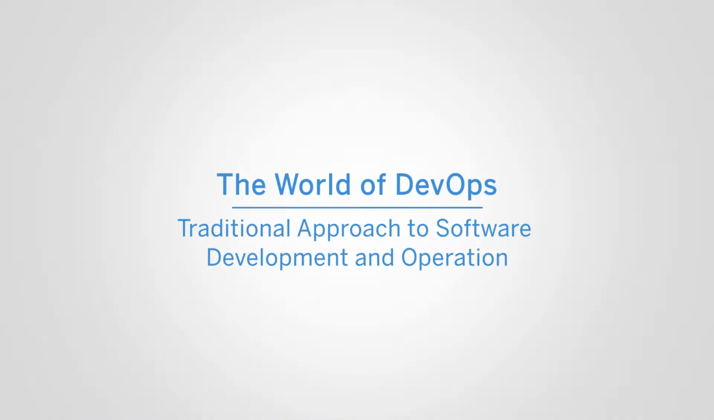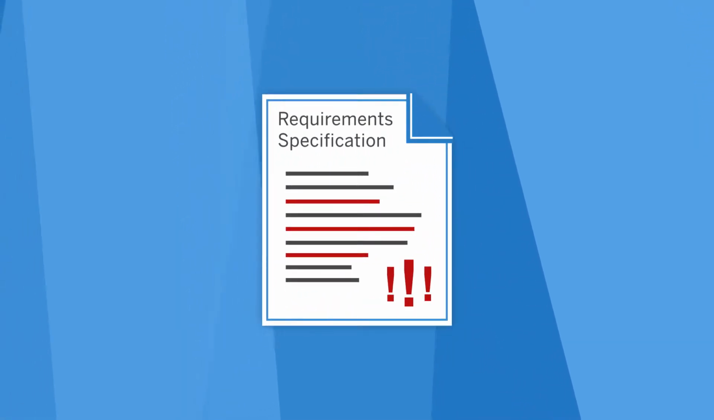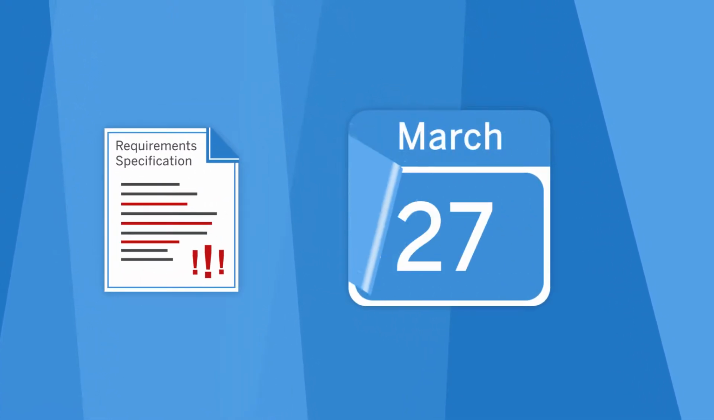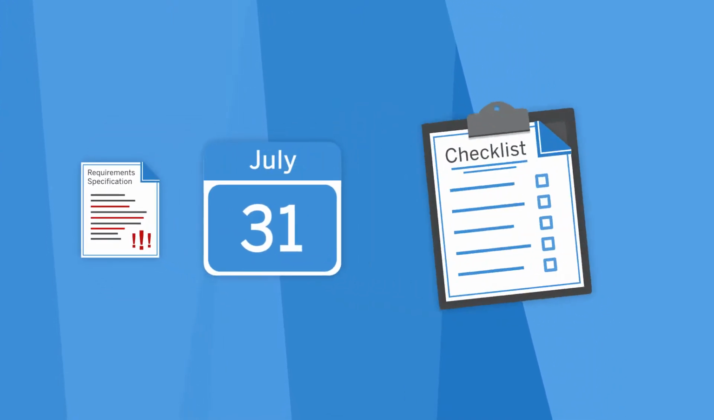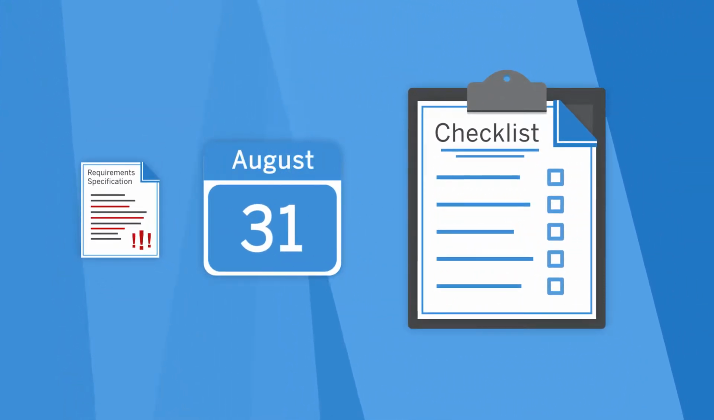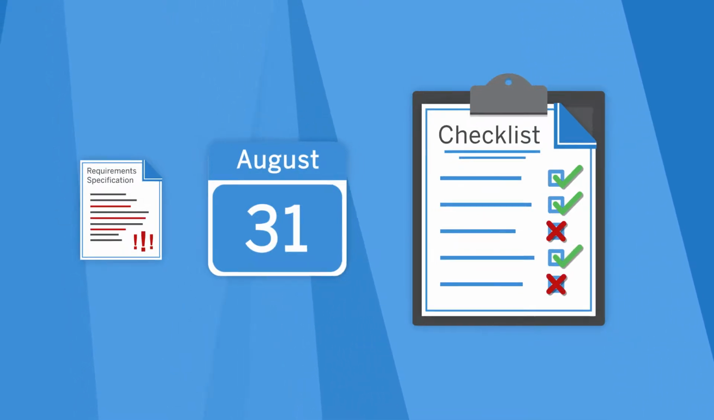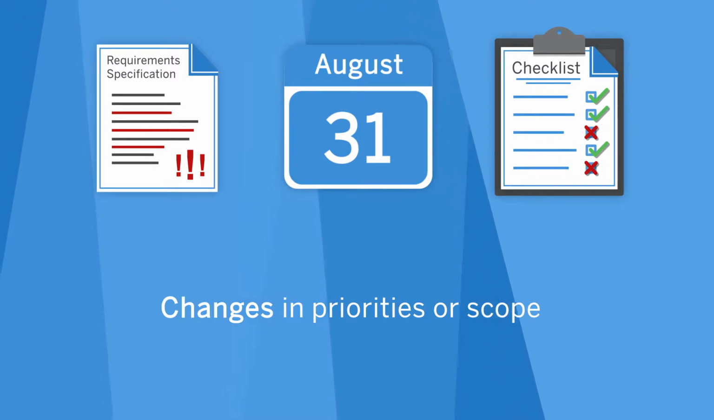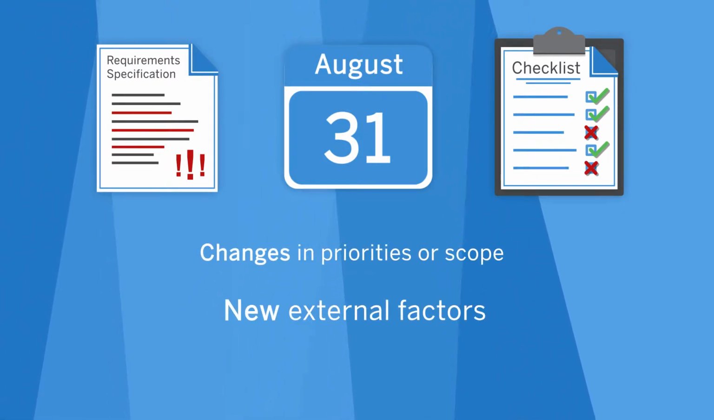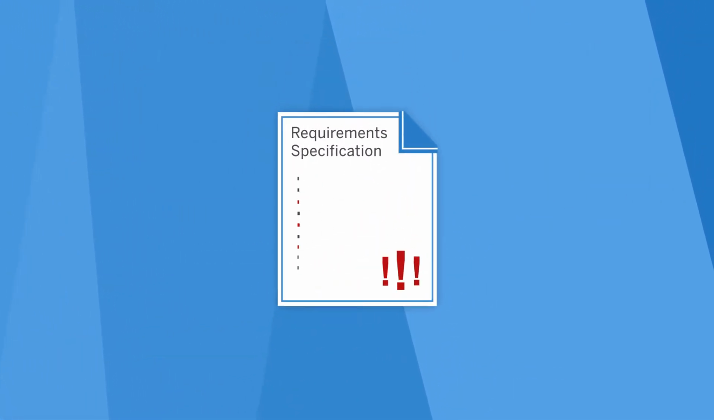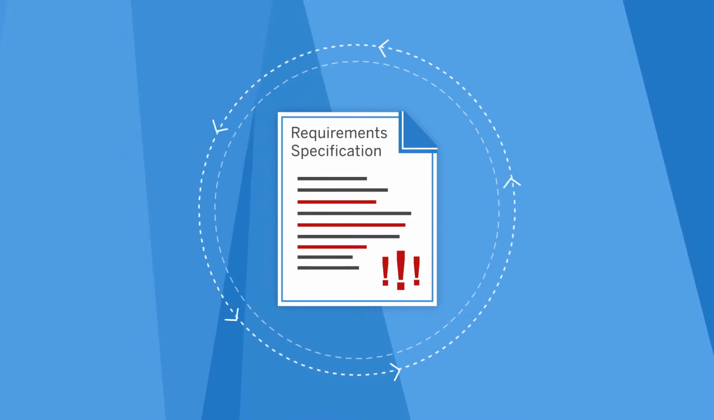The typical process of software development starts with a business need for a new application or feature. This is described in a requirements specification given to the development team. The first version can often take a considerable time to complete and test. When it is presented to the business owners, it is common to find mismatches between the requirements specification and the functionality delivered due to changes in priorities or scope, new external factors, or simply misunderstanding the requirements. So, specifications are reworked and the process starts again.